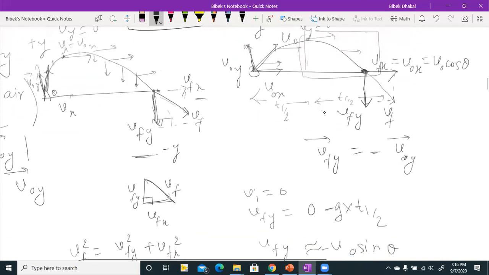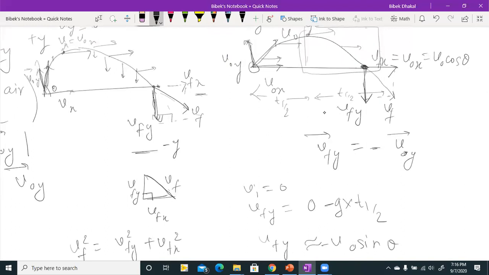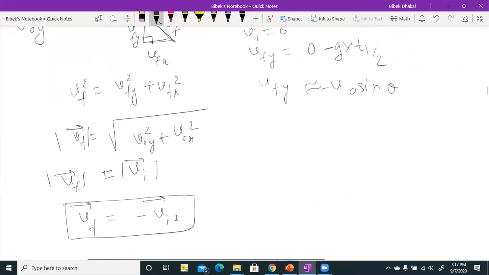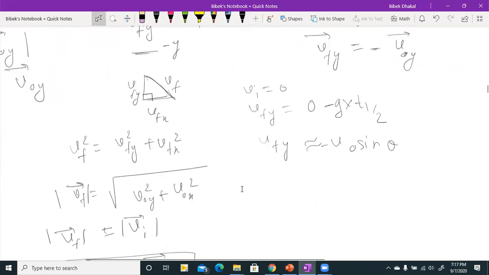But you don't need to do that. You just need to give reasoning that there is no air resistance, because if there is air resistance, the projectile is not going to look like this. It will be something like this, and it will come to a stop earlier. So since we are not taking care of air resistance, the y component of the final velocity will be the negative of the y component of the initial velocity. And if you calculate, the net velocity will also be the negative of the initial velocity.